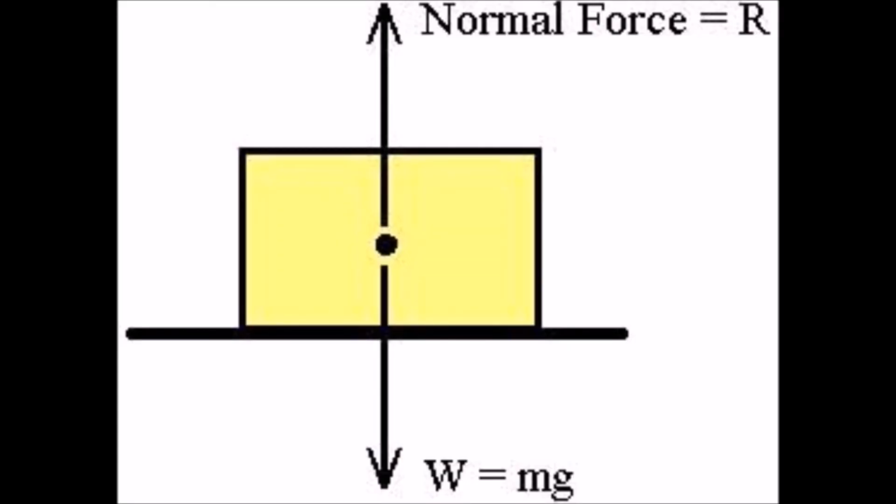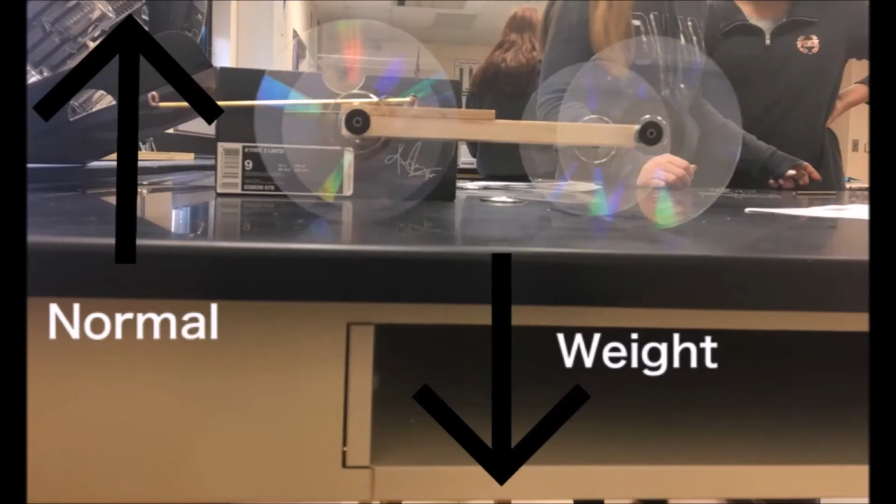The weight of the car pushes down towards the surface it is on, while the surface pushes back up onto the car. In this picture, the weight of the car pushes down on the table. The force from the table pushed back up onto the car with the same amount of force.